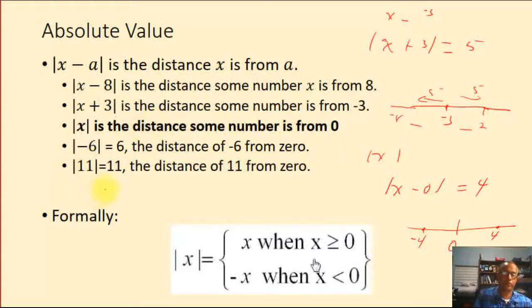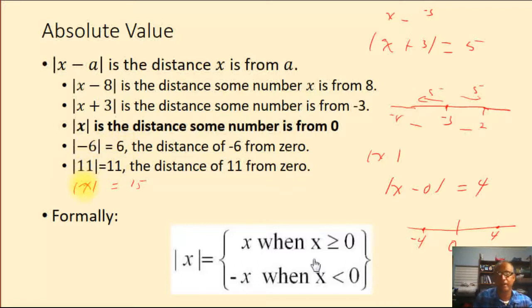Notice if I say the absolute value of x is equal to, let's say not 5, 15, then x could either be 15 or negative 15, right? Because the absolute value of 15 is 15, the absolute value of negative 15 is 15. So the absolute value of minus 6 is 6. And that gives us then what? The distance of minus 6 from 0.